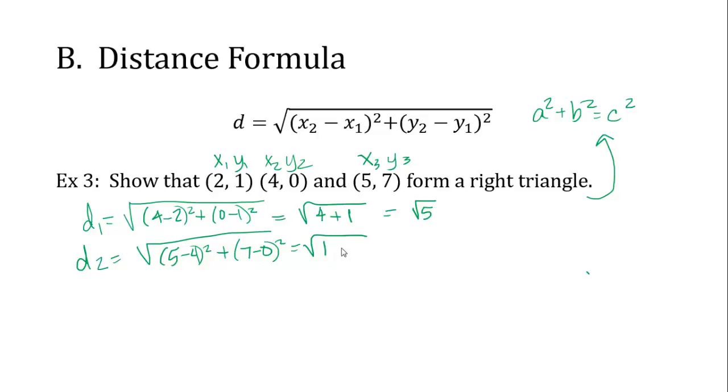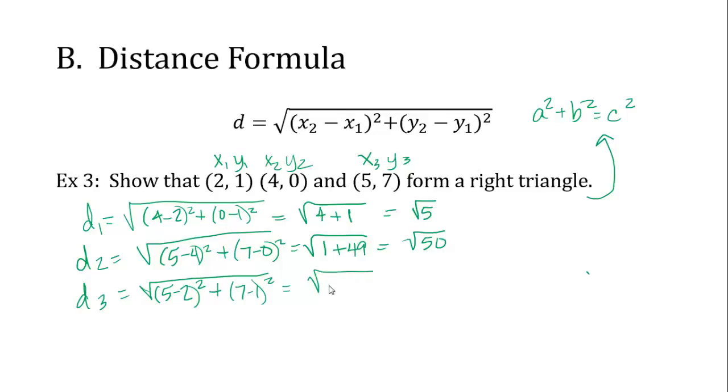If I square that, I get a 49. So what I have is a square root of 50. Alright, the third length is between the third point and the first point. Okay, so I'm going to just do the same process. 5 minus 2 squared plus 7 minus 1 squared.